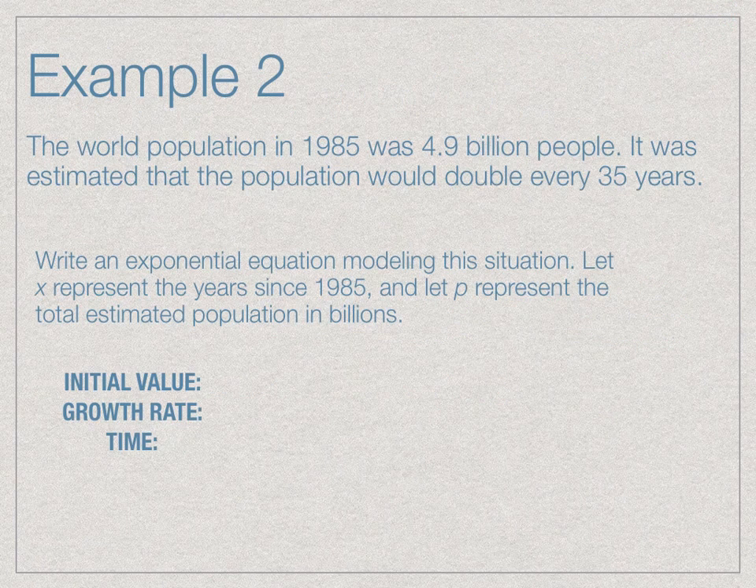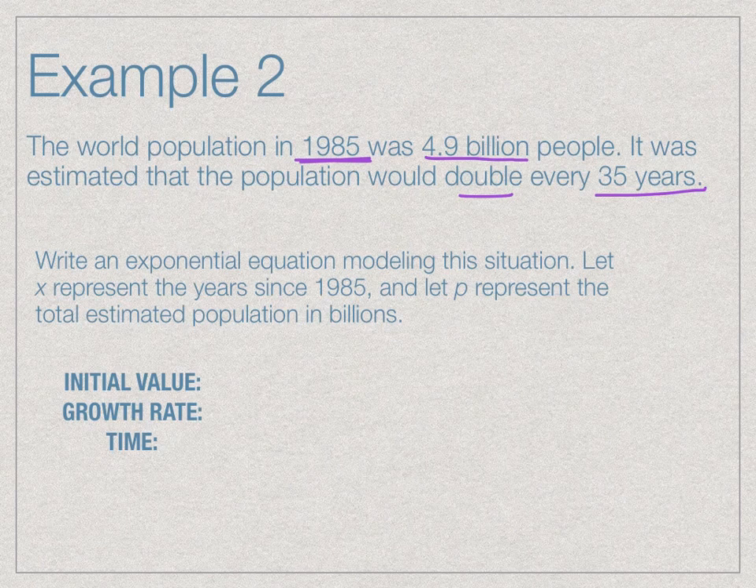Okay, let's hit one more question here, one more example. So the world population in 1985 was 4.9 billion people. Okay, and we're going to double every 35 years. So we're going to write a model to represent what the world's population would be based on how many years have gone by since the starting year, which was 1985.